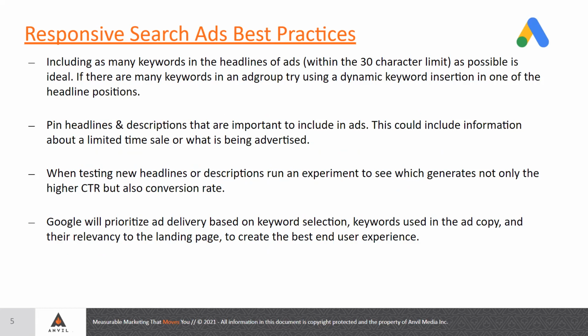And when testing new headlines, it's important to run experiments to review which combination generates the best click rate, but also the greatest conversion rate. Google does prioritize ad delivery based on keyword selection, keywords included in the ad copy, and their overall relevancy to the landing page. Google's primary goal is to create the best end user experience, and it does reward advertisers who create strong, relevant ads.